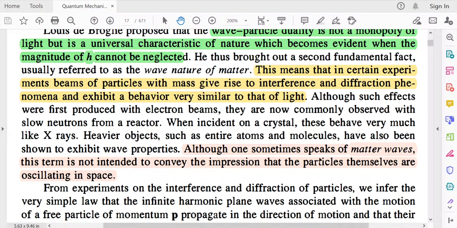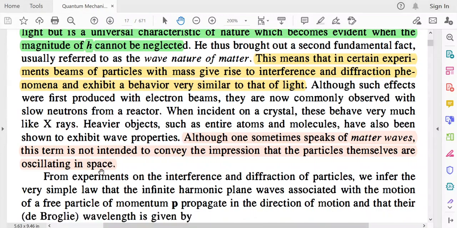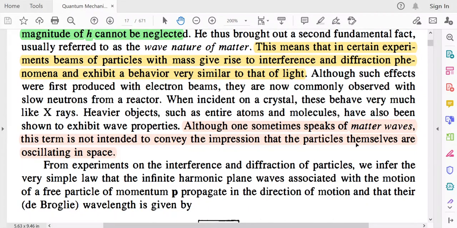Although one sometimes speaks of matter waves, this term is not intended to convey the impression that the particles themselves are oscillating in space. This sentence is very important. Although we are speaking of matter waves, it is not the fact that particles themselves are oscillating in space. Particles are not oscillating in space.